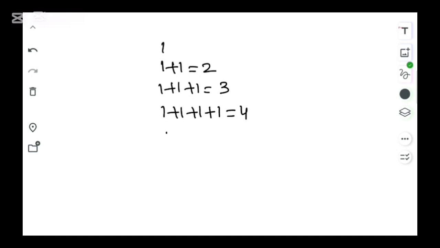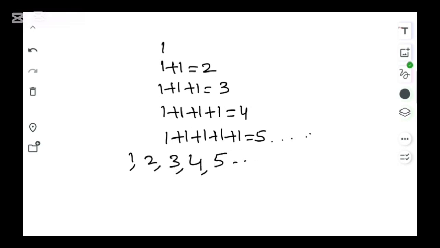Now let's look at some more exercises using patterns. Let's add 1. 1 plus 1 is equal to 2. 1 plus 1 plus 1 is equal to 3. 1 plus 1 plus 1 plus 1 is equal to 4. 1 plus 1 plus 1 plus 1 plus 1 is equal to 5, and so on. Here the answers we get are 1, 2, 3, 4, 5, and so on.